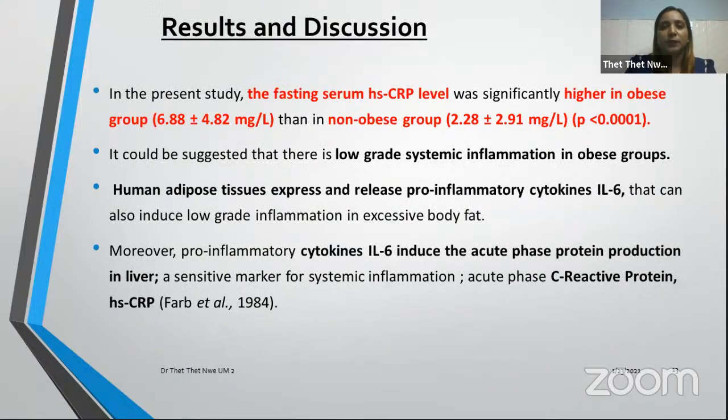In the present study, fasting hsCRP level was significantly higher in obese group than the non-obese group. It could be suggested that there is a low-grade systemic inflammation in obese group. Human adipose tissue express and release a pro-inflammatory cytokine interleukin 6. This interleukin 6 induces the acute phase protein production in the liver, such as C-reactive protein.